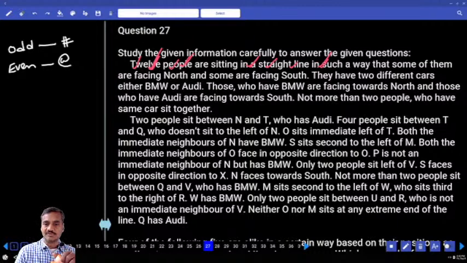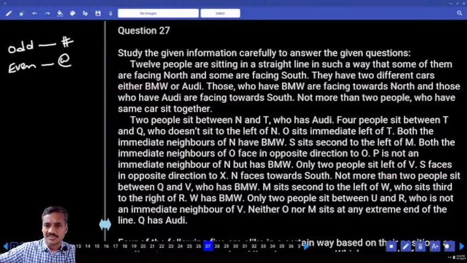Now here in this one, 12 persons are sitting in a straight line in such a way that some of them are facing north and some of them are facing south. They have two different cars, either BMW or Audi. Those who have BMW are facing north and those who have Audi are facing south. Not more than two people who have the same car are sitting together.